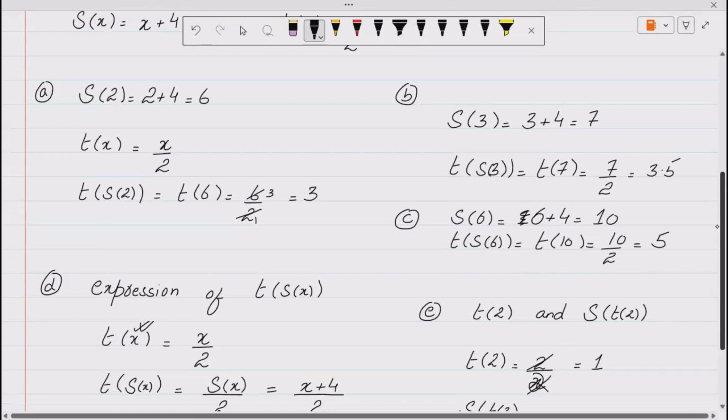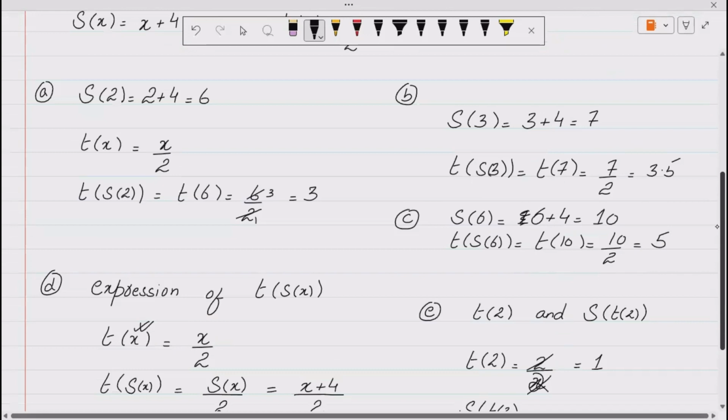It is easy. In part F, we have to find the value of T3 and S of T3. So first put T3. T3 is 3 upon 2, because T of x is x upon 2. Now we have to find S of T3.